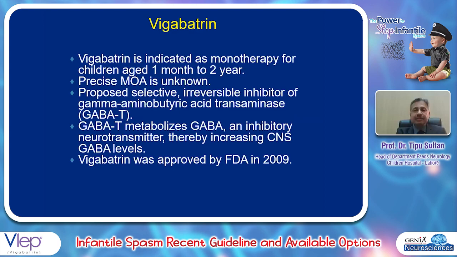The mechanism of action for vigabatrin is a bit confusing, so I would not go into the detail. However, its proposed mechanism is as an irreversible inhibitor of gamma-aminobutyric acid transaminase, and it is really a drug of choice for tuberous sclerosis complex with infantile spasm, and infantile spasm in general, like in West syndrome and in children with Down syndrome as well.